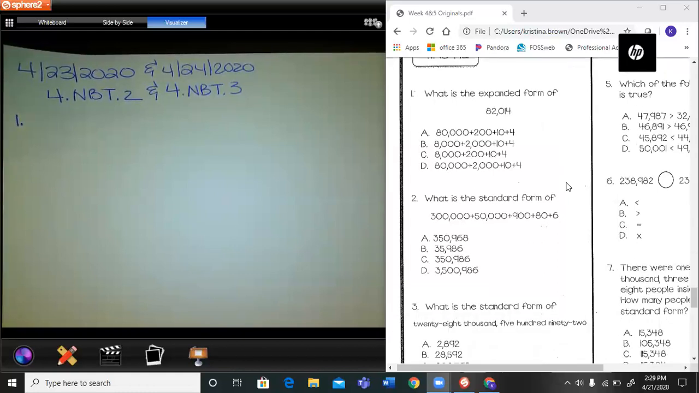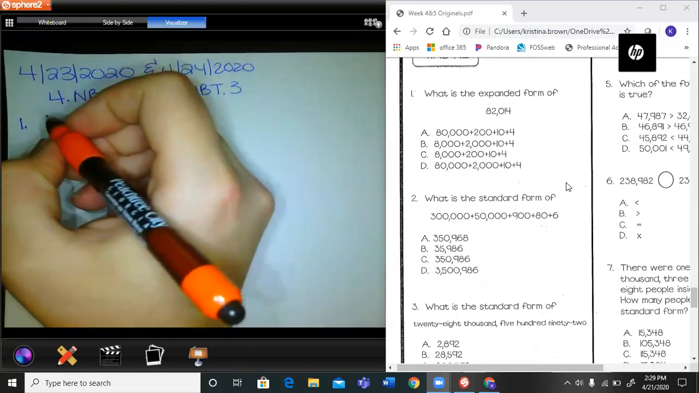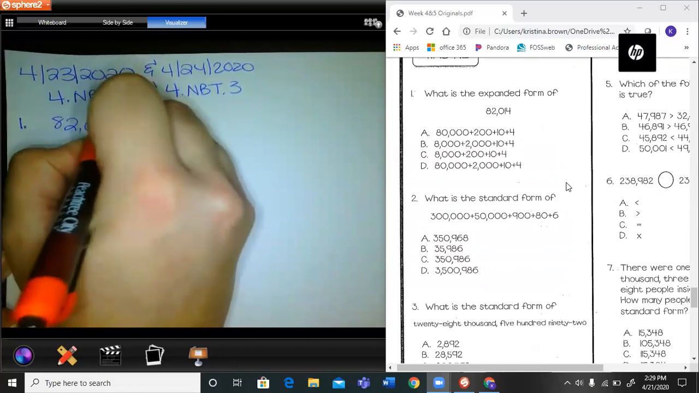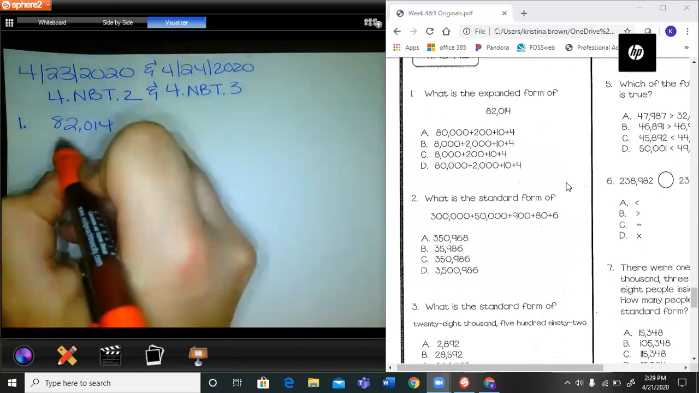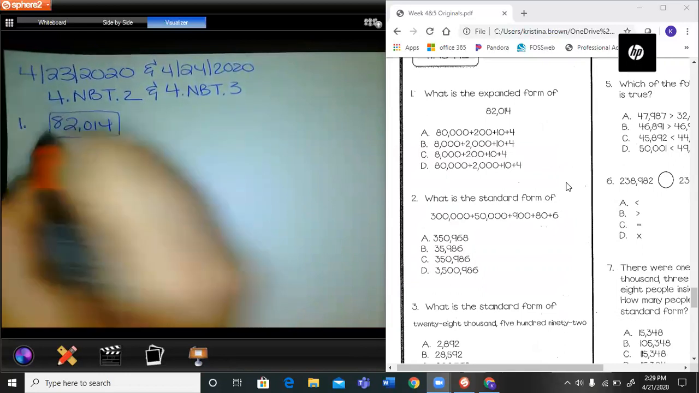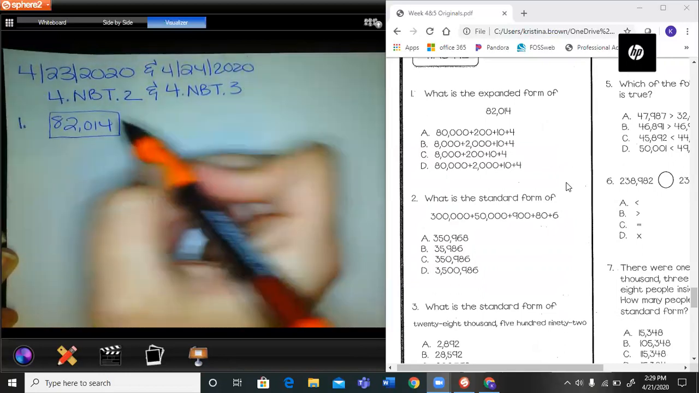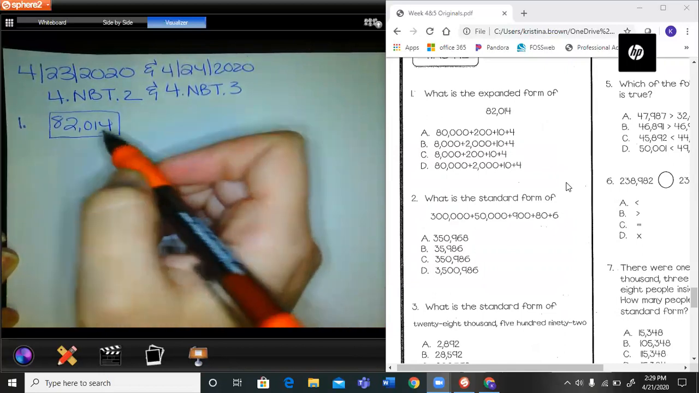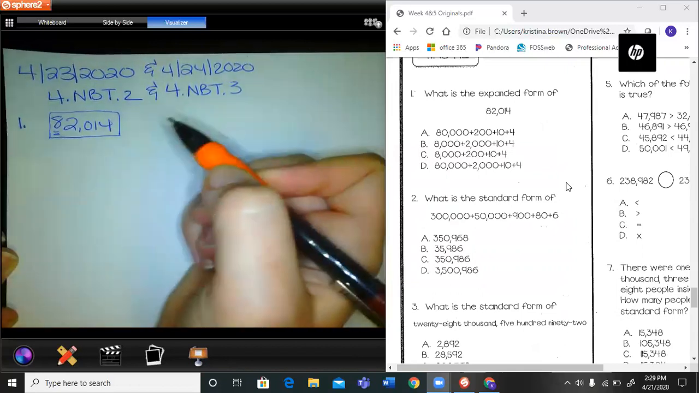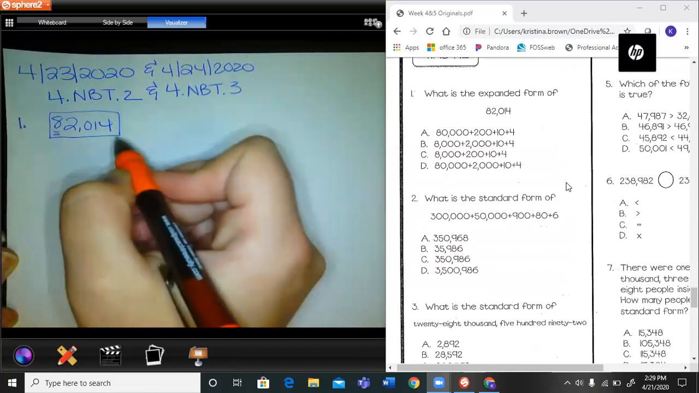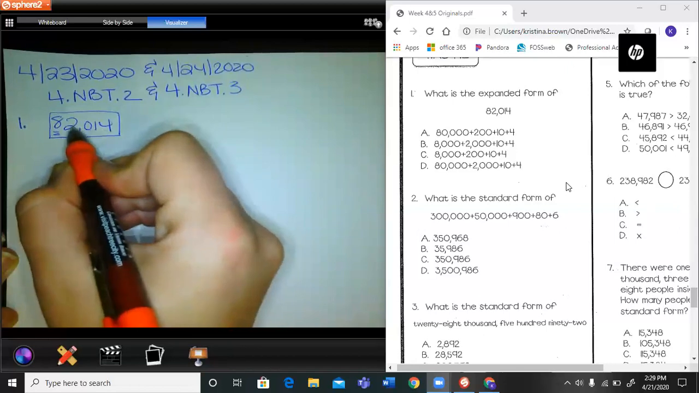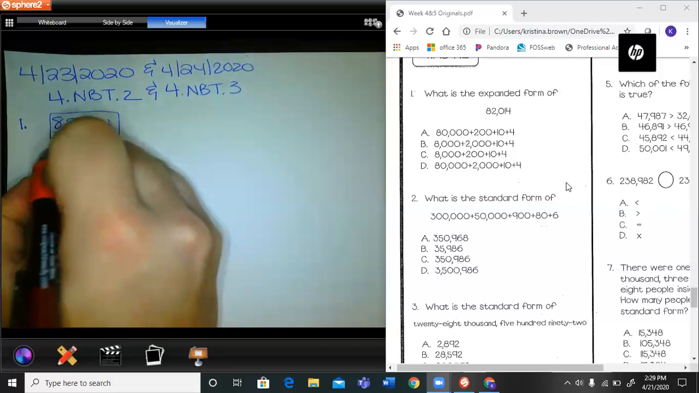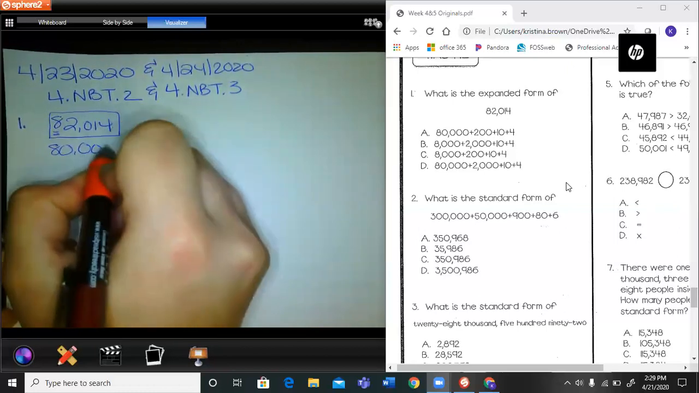Number one, what is the expanded form of 82,014? Expanded form means we are simply taking this number that they have given us and we are breaking it into the values of each and putting it into an addition problem. So we'll first start with our largest place value here. So I have my ones, tens, hundreds, thousands, and 10,000s. So this 8 is in the 10,000s place. So this is 80,000.